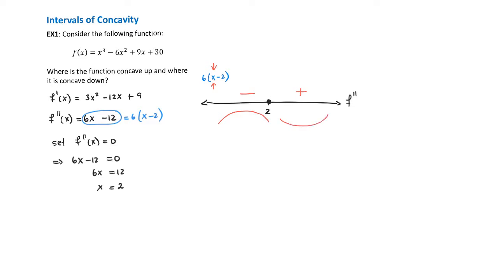So I found the intervals of concavity. My conclusion, therefore, f is concave up. I'm going to use the abbreviation CU just to save time for concave up. F is concave up in the interval from 2 to positive infinity, and f is concave down in the interval from negative infinity to 2.